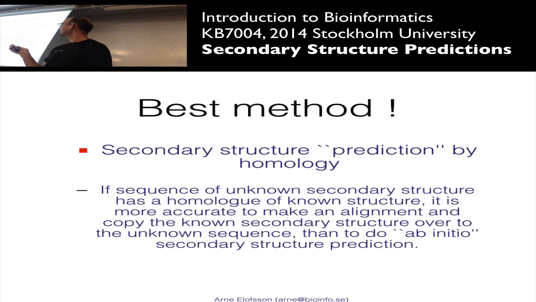However, there's always one method that's best: prediction by homology. The idea is that we have two structures that are homologous. If two proteins have similar sequences, if they're homologous, they have similar structures. If the structure is similar, the secondary structure is also going to be similar. So if you know the secondary structure of one protein and you make a good alignment, the parts that align together should have the same secondary structure. It's up to about 90% accuracy. So in cases where you have a homology to a known structure, there's no reason to do a secondary structure prediction. There are even methods that try to combine the things together, and then you get up to 90%.